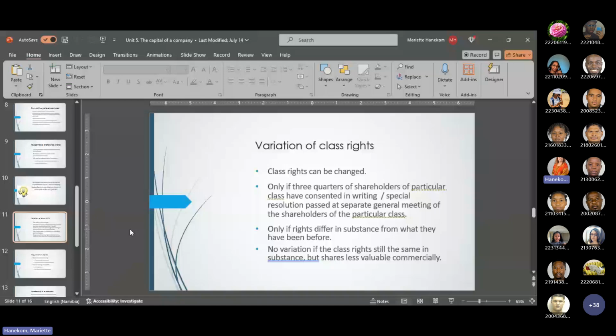Changing class rights, known as the variation of class rights. If you use the term changing class rights, that's also fine. I don't mind. Should the company decide, for whatever reason, to change the rights of a particular class, so that's the bunch of flowers that has particular flowers in it, and now it wants to take one flower out and put a different flower in, it is no longer the same bunch of flowers. The class rights have changed.